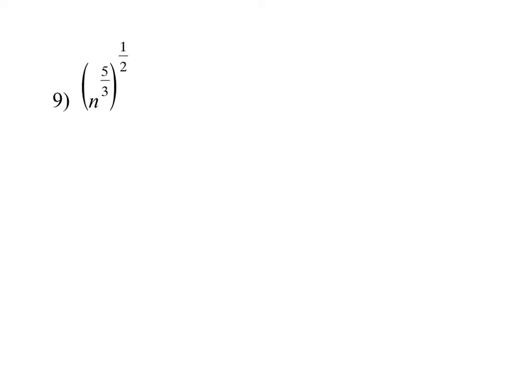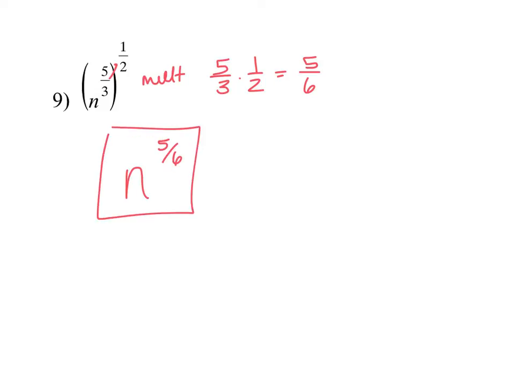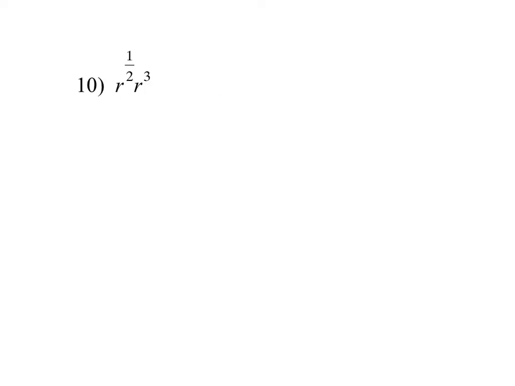Okay, my rule here, if I have a power to a power, my rule is to multiply. And when I multiply fractions, I just multiply straight across. So that's 5 over 6, which is my exponent. So my answer is n to the 5/6 power. Only one n left, only one power, so I know I'm done.